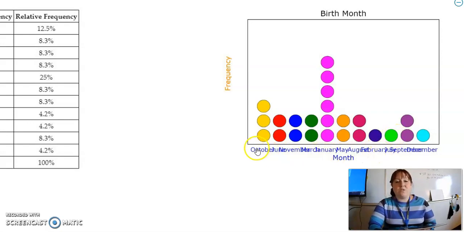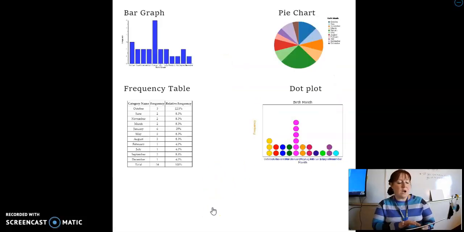But you'll notice that the way that I created this one, all of the titles overlapped. So when you're creating these, you have to be careful on that. So there you go. That's our 4 options for creating a graph of some sort to show our categorical data.